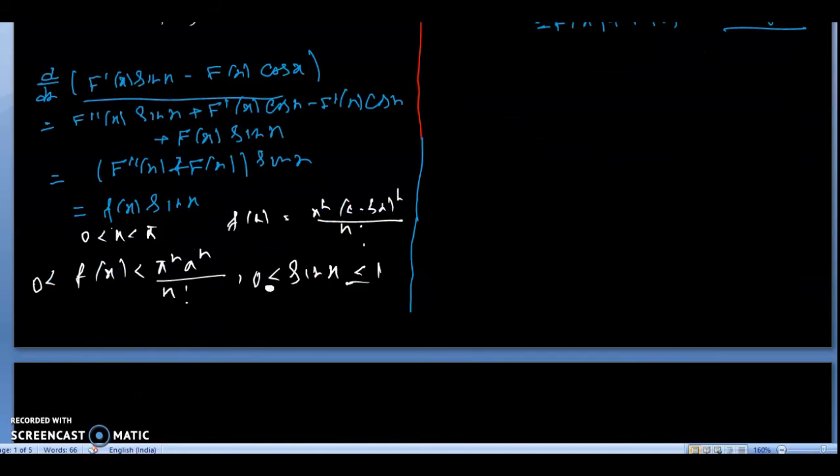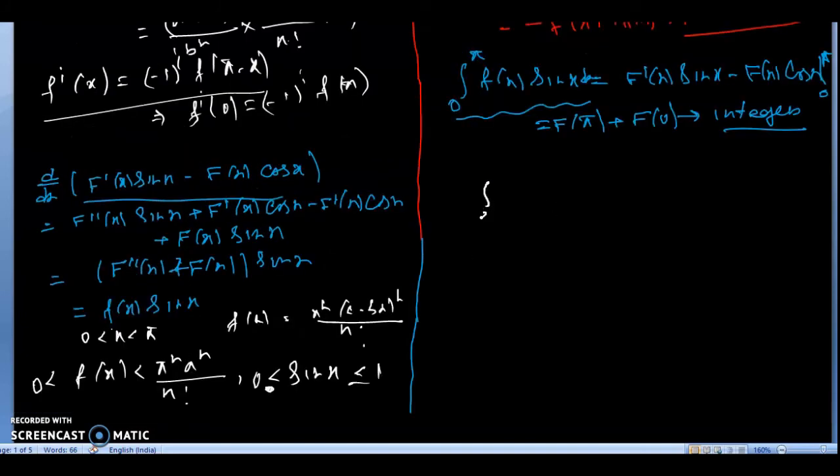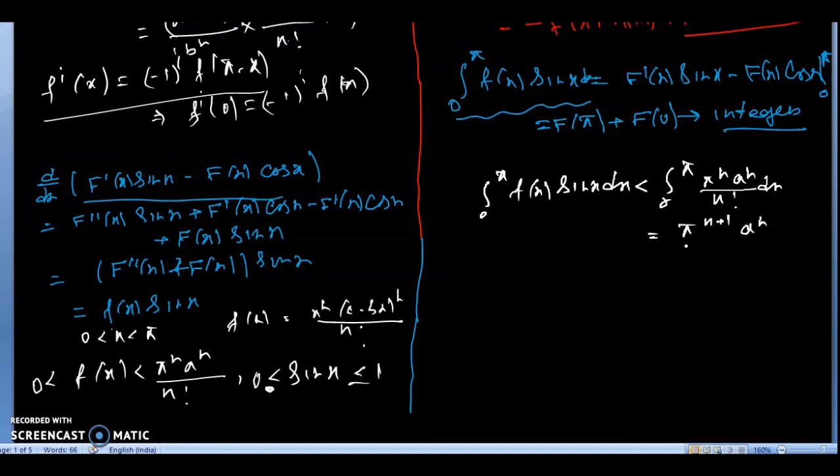Since this part is less than pi to the power n a to the power n upon n factorial, hence the integral from 0 to pi of f(x) sin x dx is less than the integral from 0 to pi of pi to the power n a to the power n upon n factorial dx, which equals pi to the power n plus 1, a to the power n upon n factorial. Let this equal pi times u_n upon n factorial, where u_n is pi to the power n a to the power n.